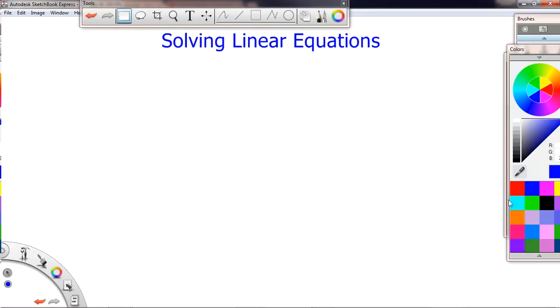Let's do another example. And let's do a different color. Let's do orange. Here we go. So we've got a little more complicated one here. 3 parentheses 7x minus 3, minus 14 is equal to 8 parentheses x plus 2.